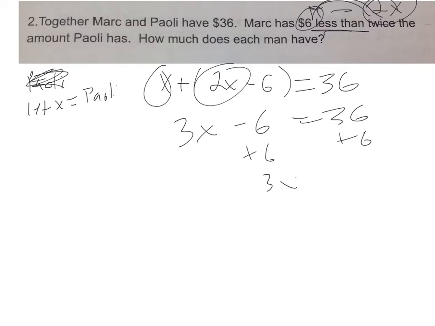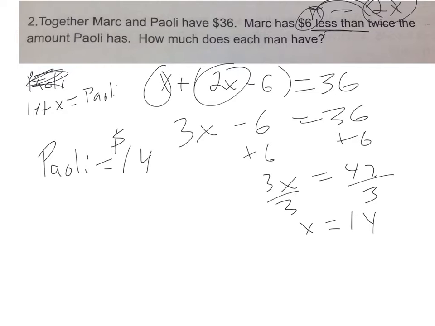You're going to end up getting 3x equals 42. Divide by 3. And when you do 42 divided by 3, that gives you 14. So you get x equals 14. Well, x is Paoli. So Paoli has $14.